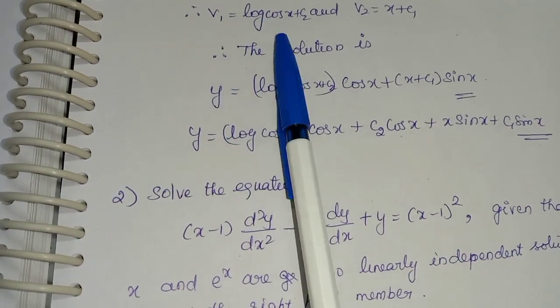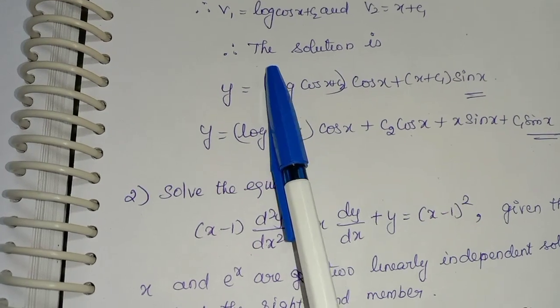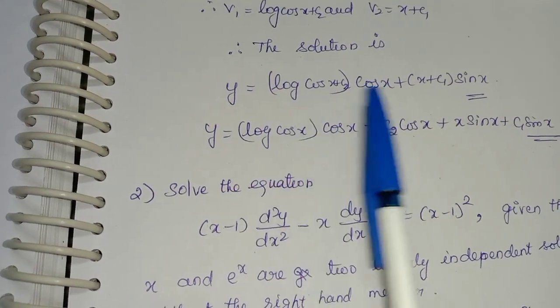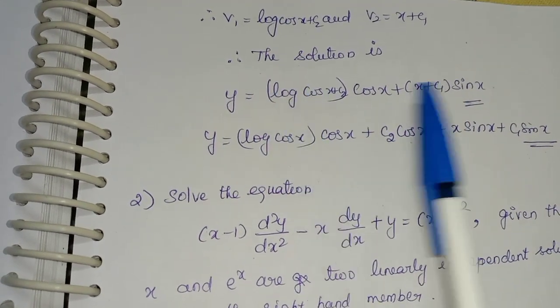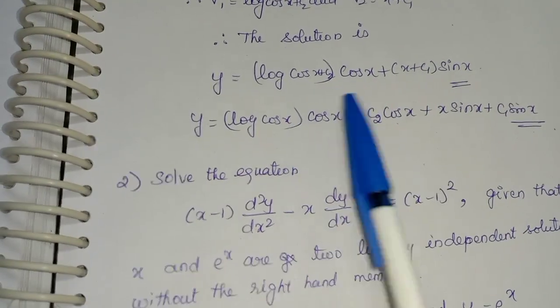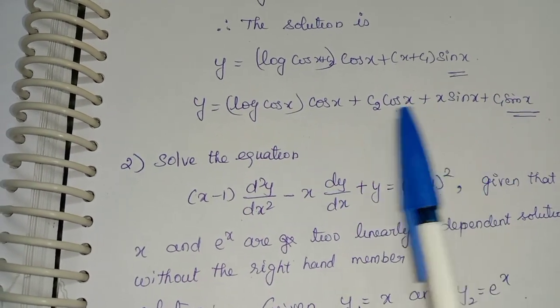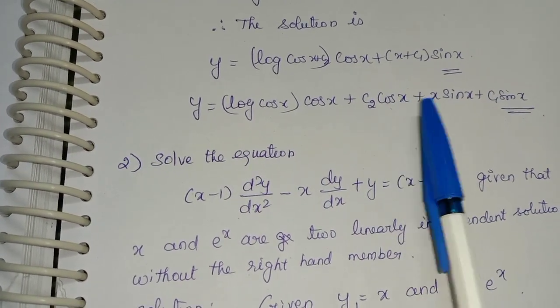So v1 equal to log of cos x plus c2 and v2 equal to x plus c1. So substitute in the value of y. Y is equal to what? v1 cos x plus v2 sin x, no? You substitute the values and expand. So y equal to log cos x into cos x plus c2 cos x plus x sin x plus c1 sin x. That's all. So this is the solution of the given differential equation.